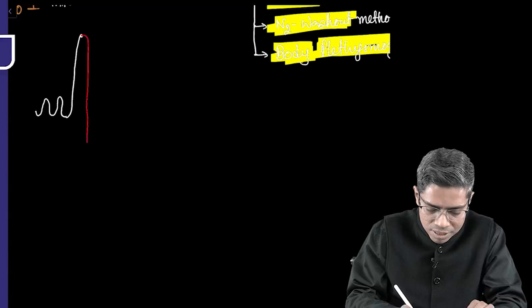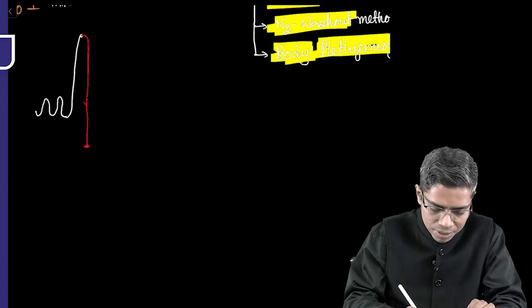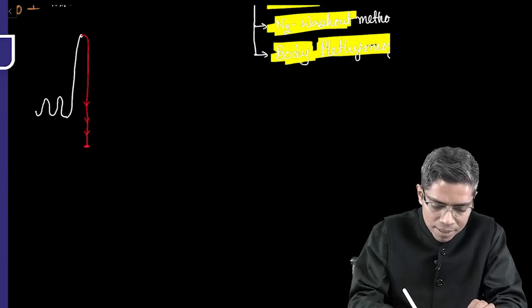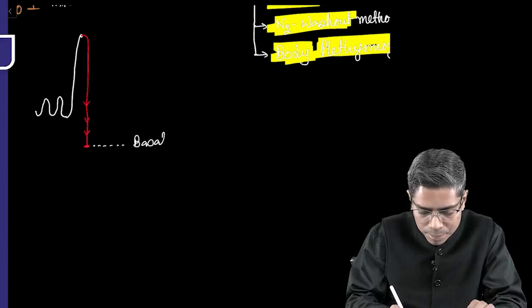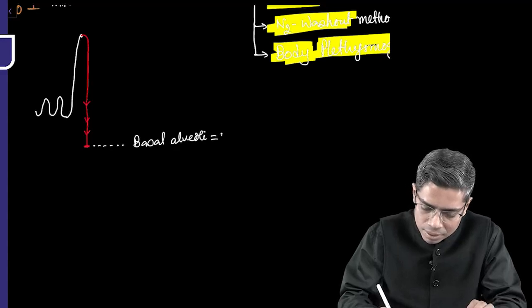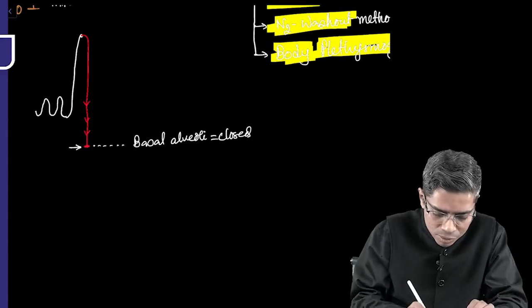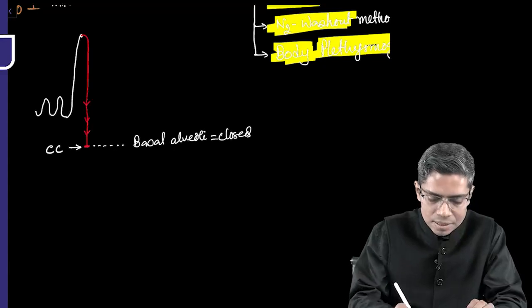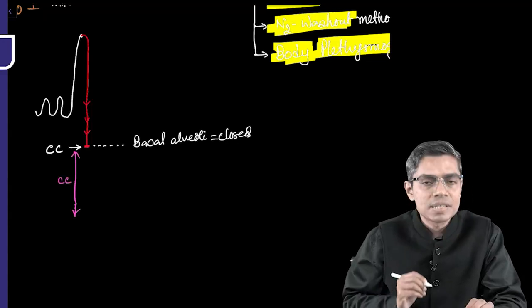So during this forceful expiration, a point will arise where only the basal alveoli are closed off. This point is known as the closing capacity. This point means the remaining volume inside the lung. This is nothing but my closing capacity.